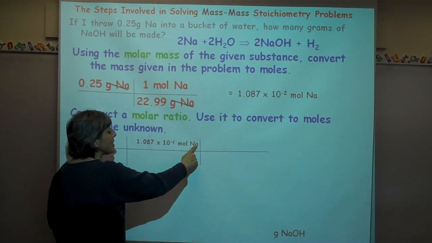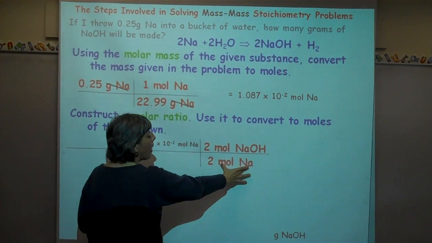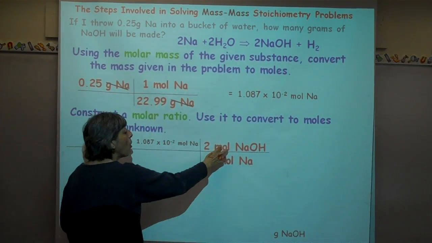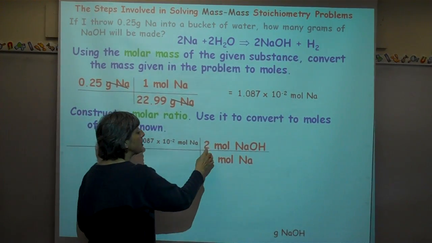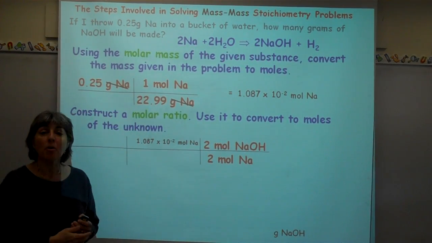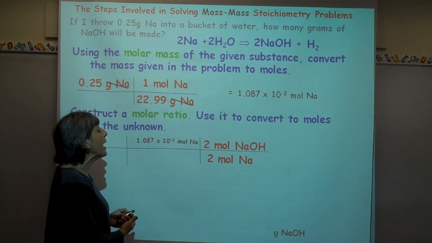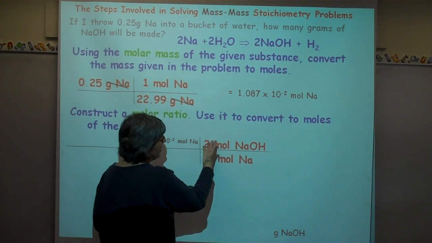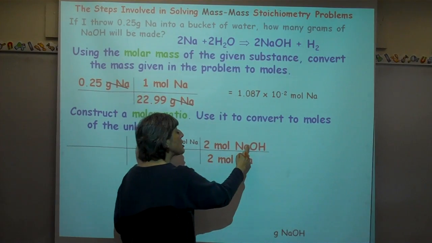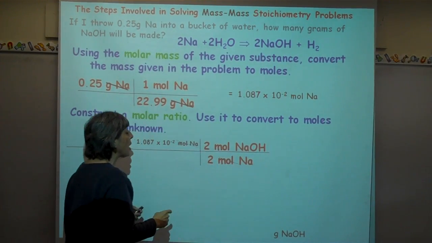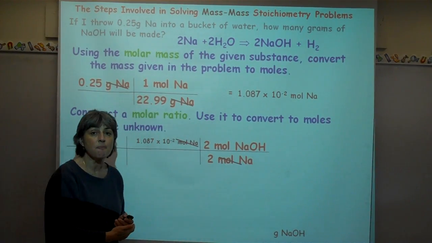So I want to cancel out moles of sodium, so the moles of sodium is going to go on the bottom. And the moles of my unknown, which is NaOH, is going to go on top. They both happen to have the same coefficient, but that doesn't always happen. In fact, it rarely happens. And this will not change this value, but what it will do is change the unit of this. So now, because moles of Na are gone, my units are moles of NaOH.